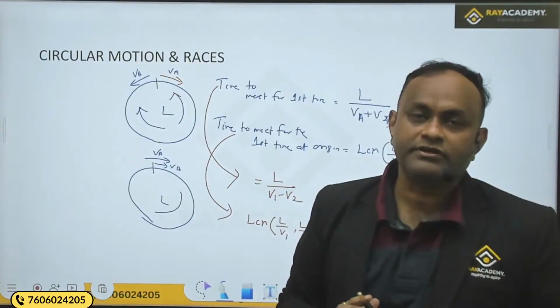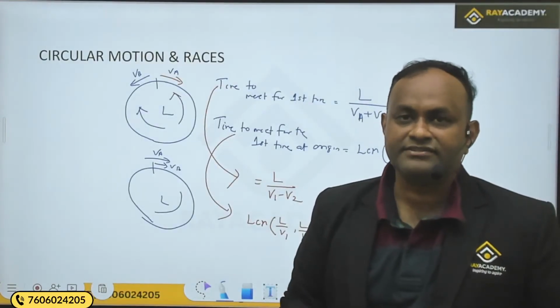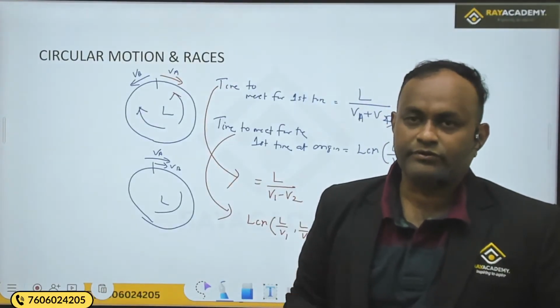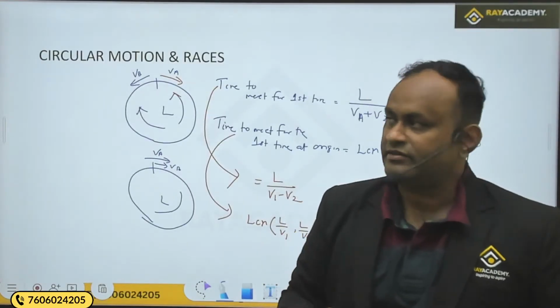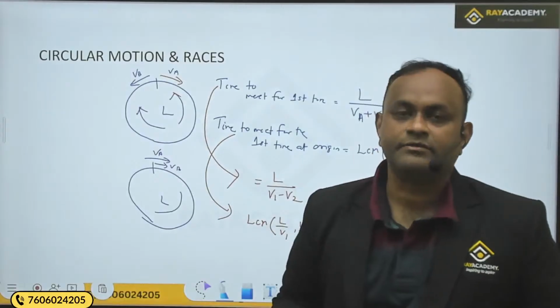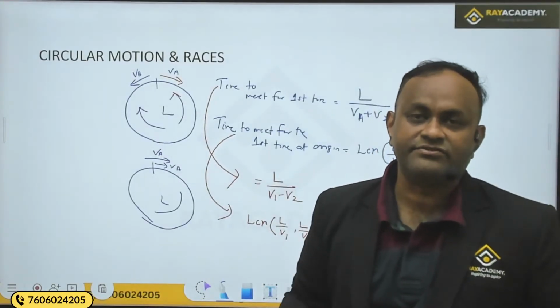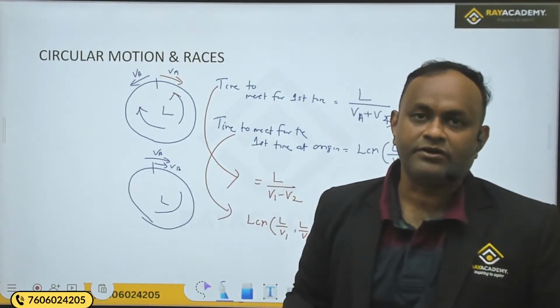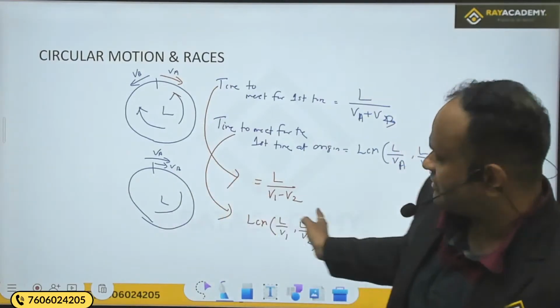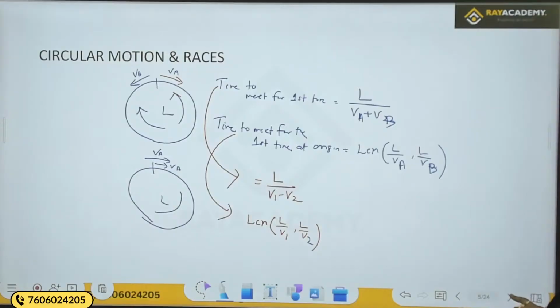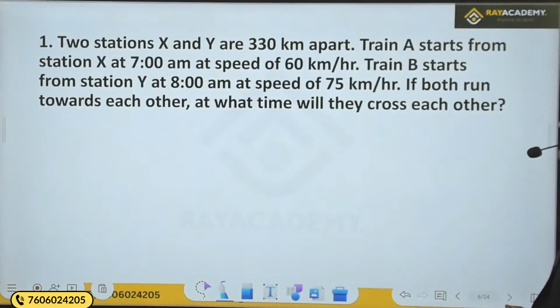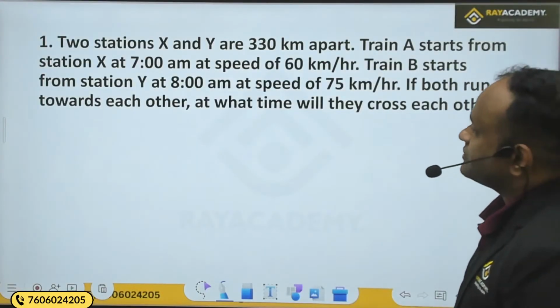When will they be together? LCM. We deal with LCM questions this way. Suppose one person comes to the origin every 6 seconds, another person comes to the origin every 5 seconds. When will they be together? The LCM of 6 and 5. Same concept applies. Fine. Okay, now the questions we can discuss.